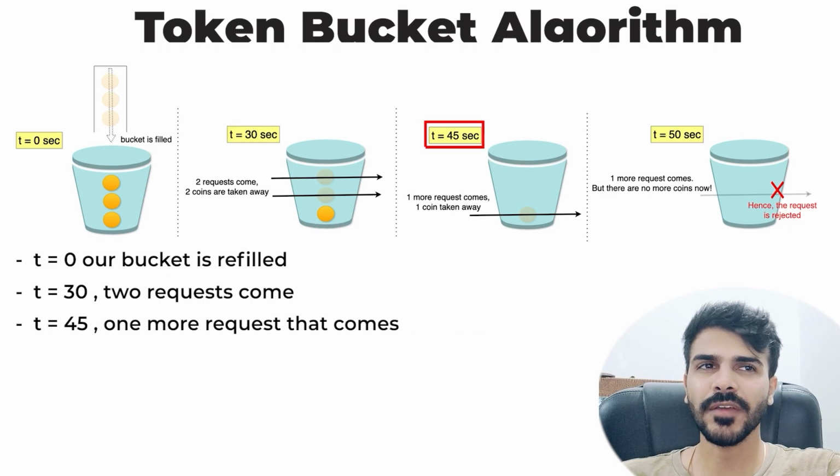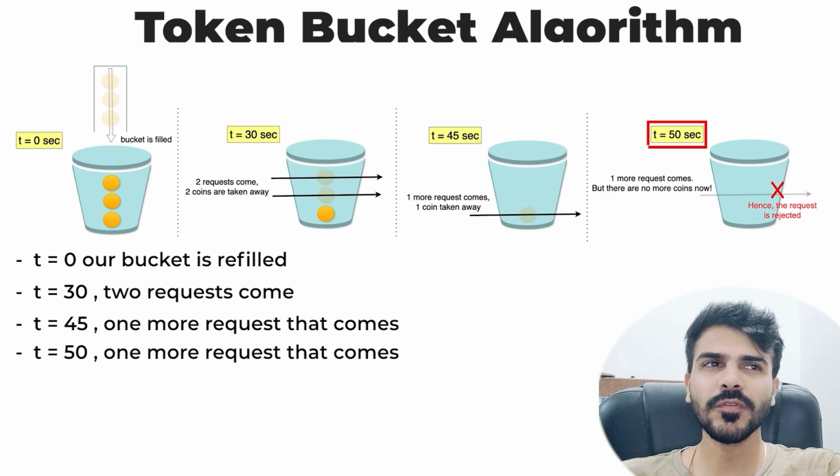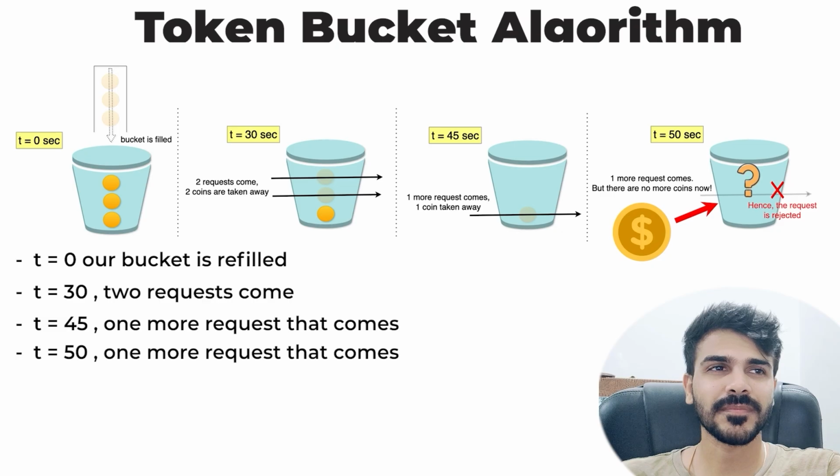Now at t equal to 45 seconds, there is one more request that comes. So one more coin is taken away. Let's say at t equal to 50 seconds, there is one more request that comes. Now what happens? The bucket doesn't have any coin. If this is the case, we already know that a request needs a coin to pass through.